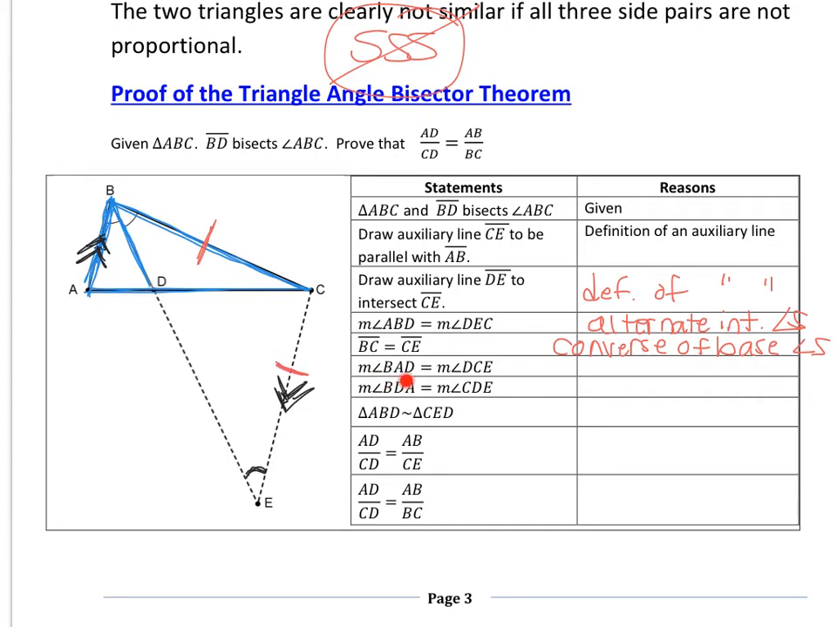Next, the angle BAD is congruent to DCE. So I'm going to mark that here, I'm going to mark it red. This angle is congruent to DCE. And hopefully you can see again that's on the inside of a Z pattern of parallel lines. So again, that's alternate interior angles.